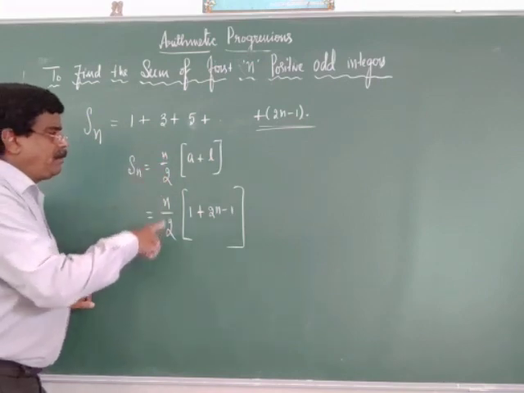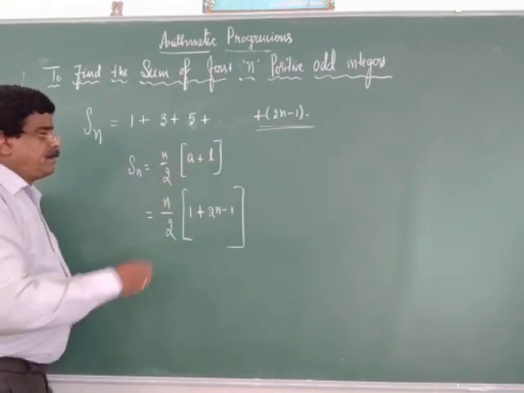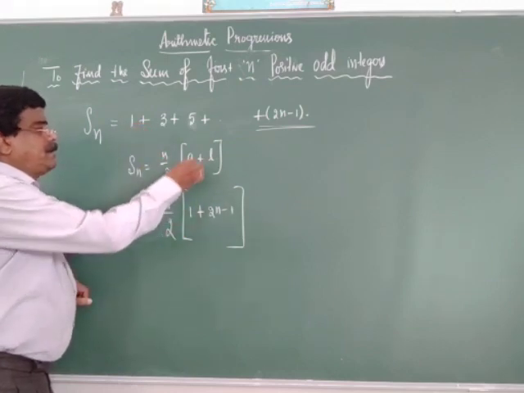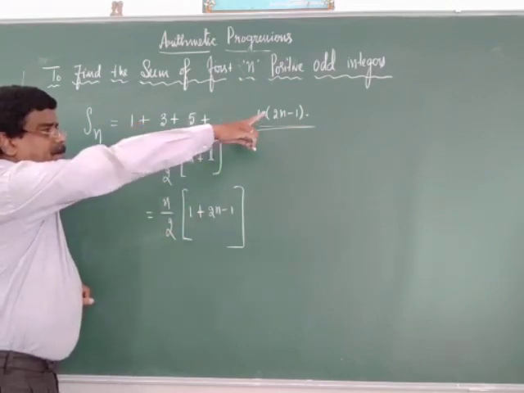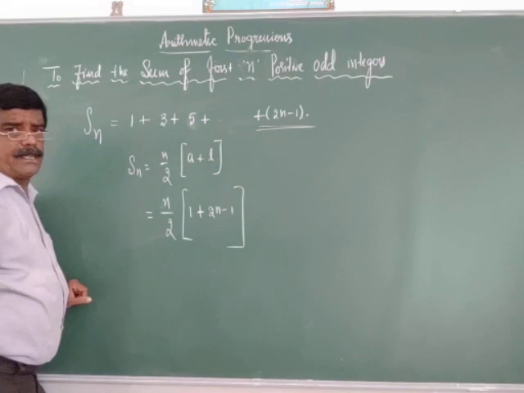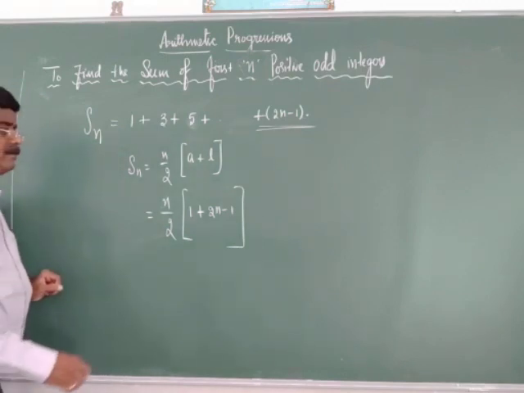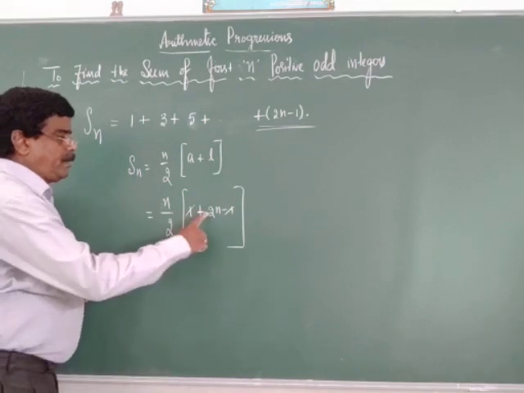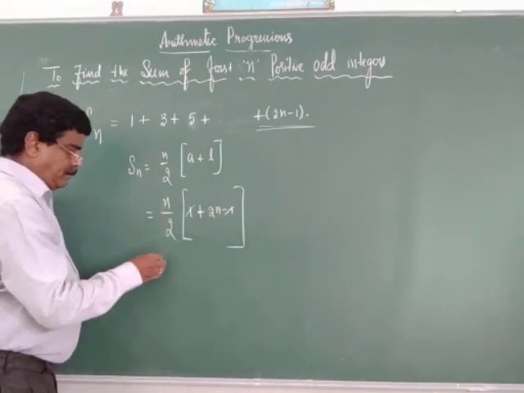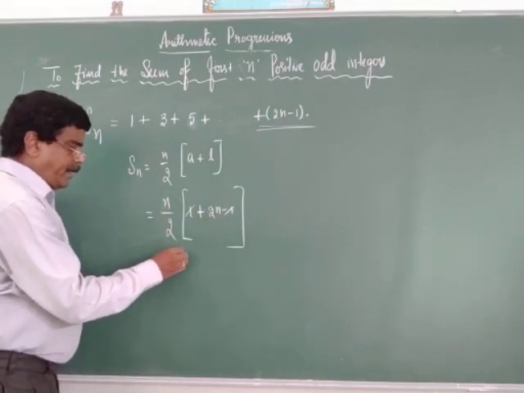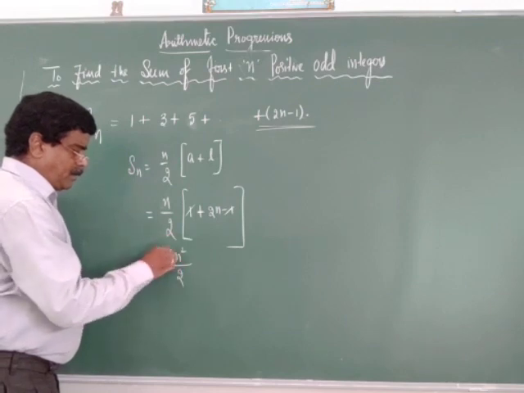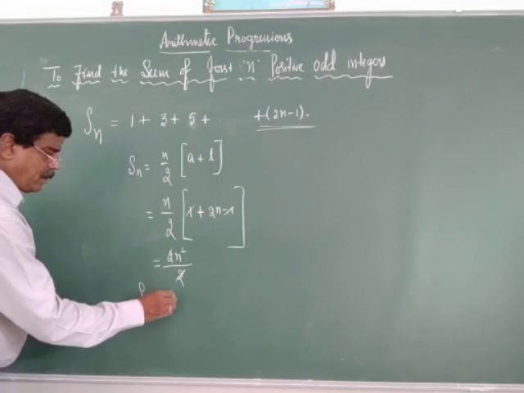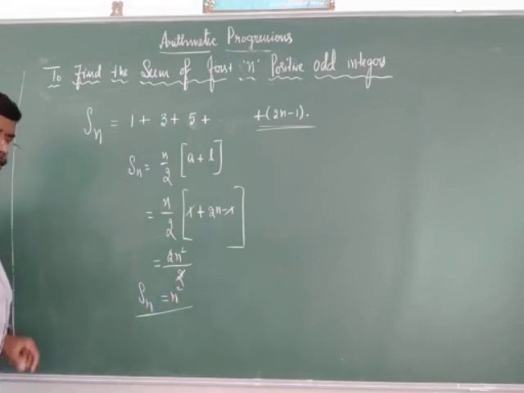See, n by 2 into a plus l is the formula. So n by 2 is kept as it is. A means the first term 1 plus l means the last term is 2n minus 1. I explained already how to get the last term of odd integers. So you can cancel 1 and 1 here. So get 2n into n by 2. It is 2n square divided by 2. So you can cancel this 2 to get Sn is equal to n square.